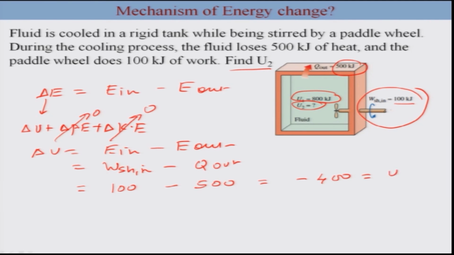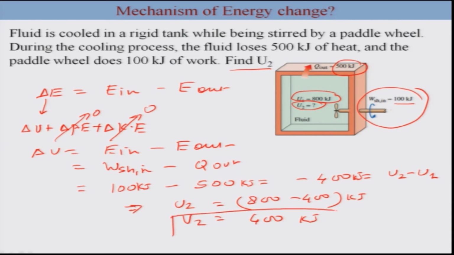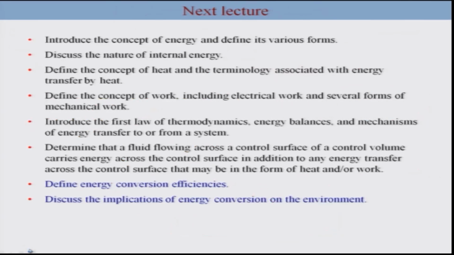So this should be your U2 minus U1, which essentially means U2 should be 800 minus 400 kilojoules. Okay, so this should be kilojoules here. So that is 400 kilojoules. So that's the answer for this based on the first law of thermodynamics. Okay, so that will be the end of the lecture, and in the next lecture we are going to talk about the conversion efficiency and its relevance for environment.